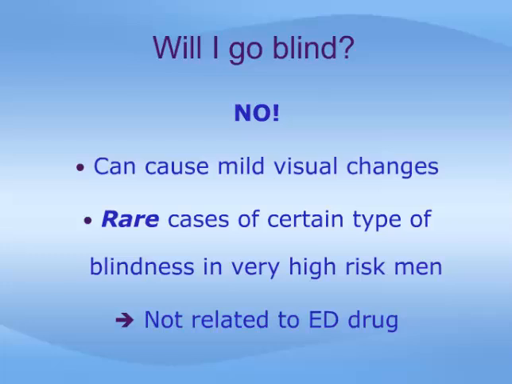There have been a few case reports published with a very few high-risk patients on PDE5 inhibitors experiencing rare cases of a certain type of blindness called non-arteritic anterior ischemic optic neuropathy. These men, however, had medical conditions that put them at high risk of this condition, and their blindness was not likely related to the use of PDE5 inhibitors.